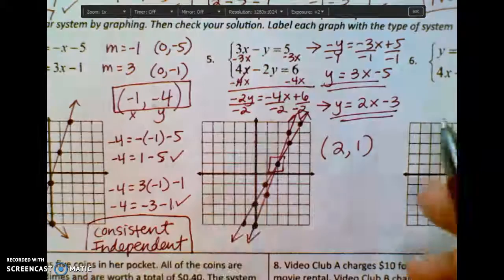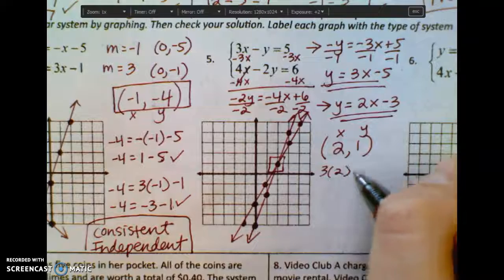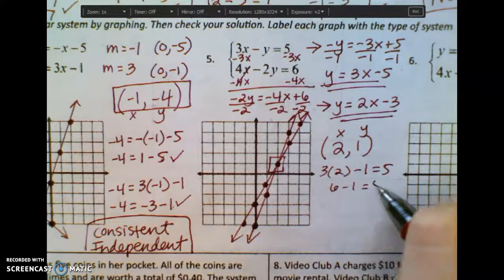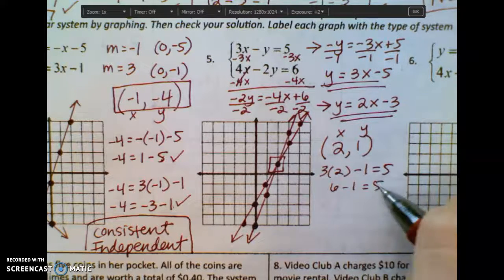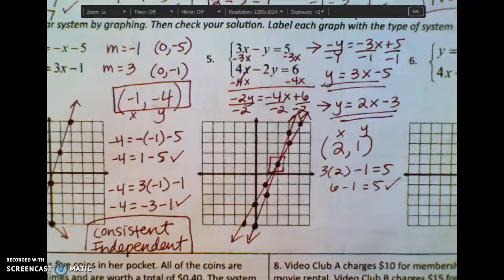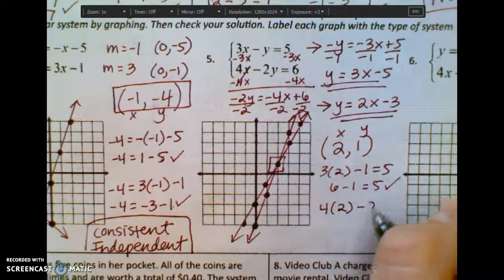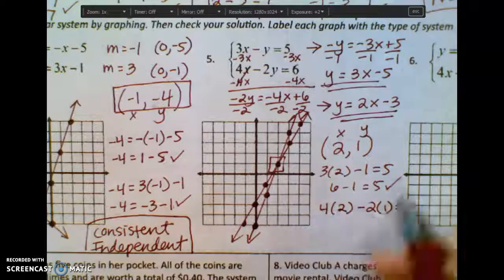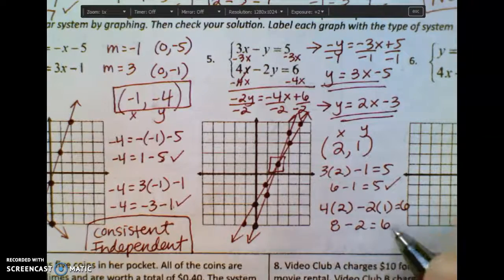So I'm going to take 2 and 1 and plug them in. That's going to be 3 times 2 minus 1 equals 5. Well, 3 times 2 gives me 6. 6 minus 1 is in fact 5. So that's correct. Plug in the next one to the original. 4 times 2 minus 2 times 1. Well, 4 times 2 gives me 8. 2 times 1 is 2. And 8 minus 2 is indeed 6. So that one is correct.